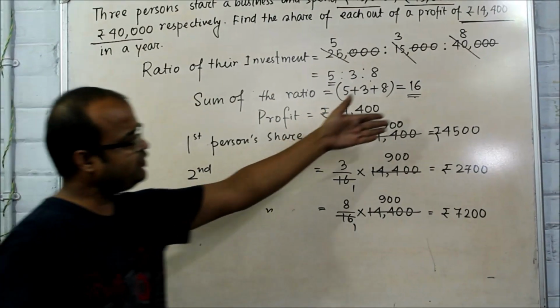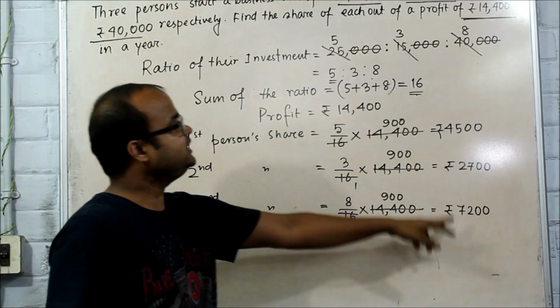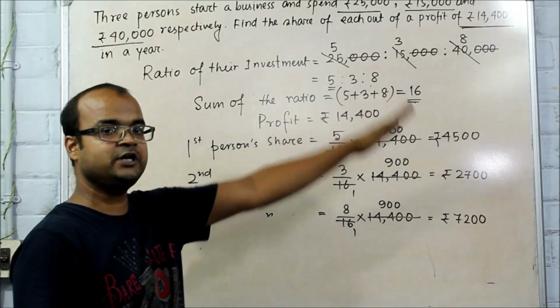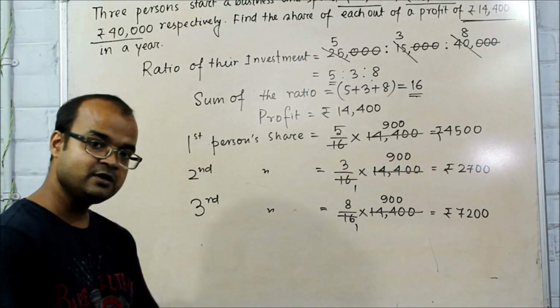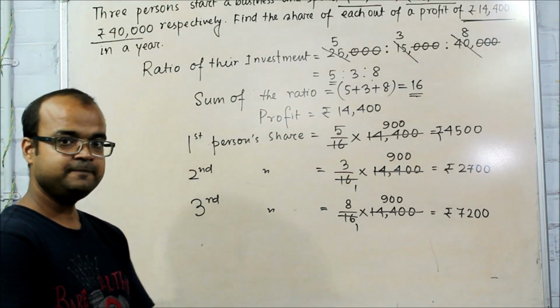Now in the same way you can add these three. If you are getting 14,400, that means your sum is correct. Clear?